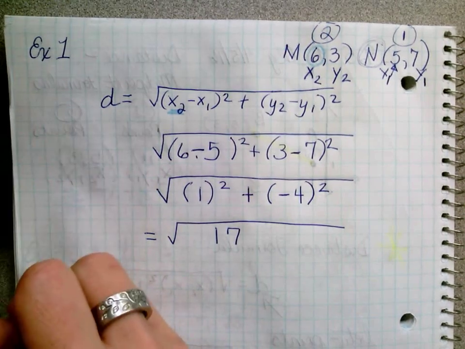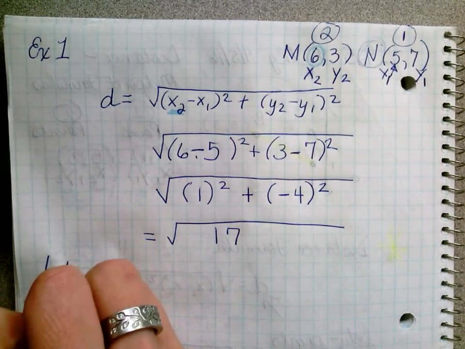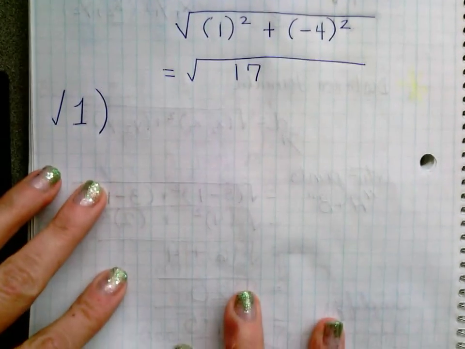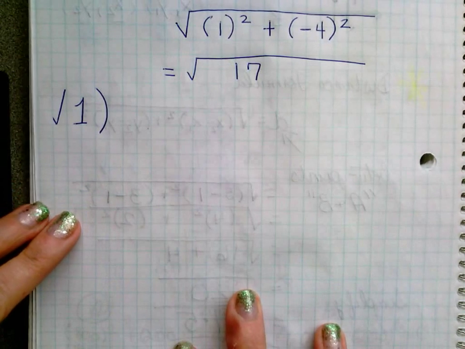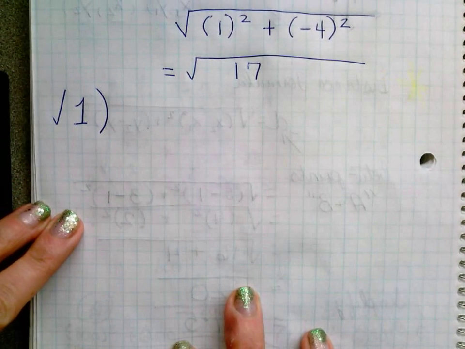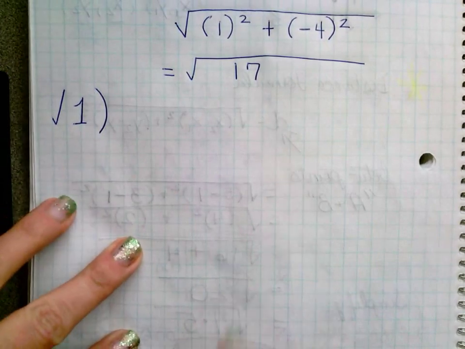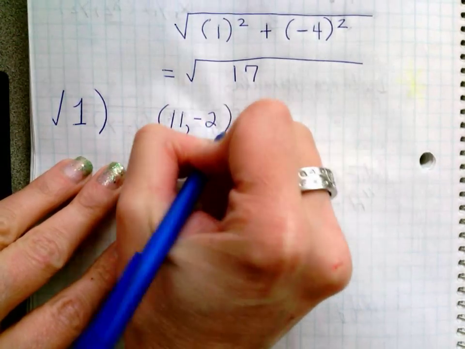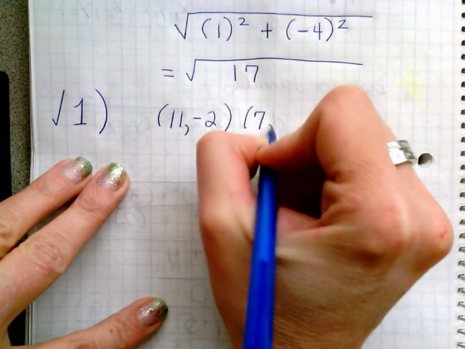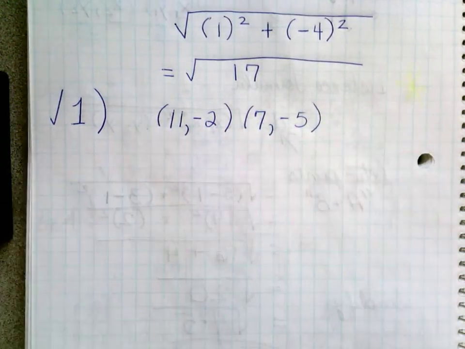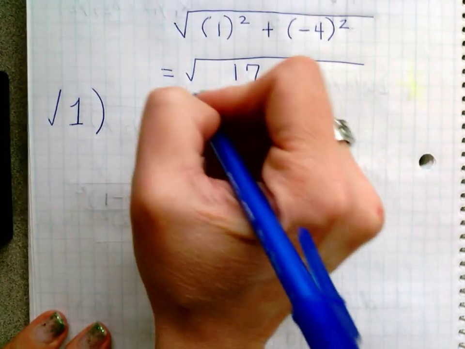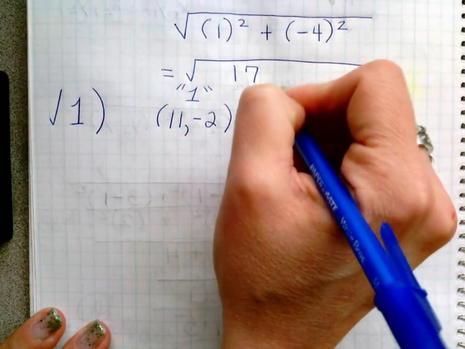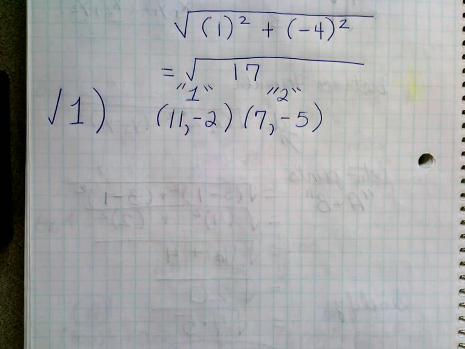Okay? Let's do checkpoint number 1 and 2. We're almost done with today's lesson. So checkpoint number 1, find the distance. Everybody's copying this with me, correct? The points are 11, negative 2, and 7, negative 5. Do you want to call this the first one so that these are the sub 1s and this the second one? How do you guys feel about that? Let's do it that way.